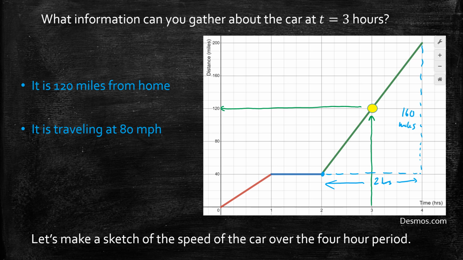Now see if you can pause the video for a moment and make a sketch of the speed of the car over the 4-hour period. We know that all along here, the car is going at a constant speed because we see that it's a straight line and the slope along there is 80 miles an hour.